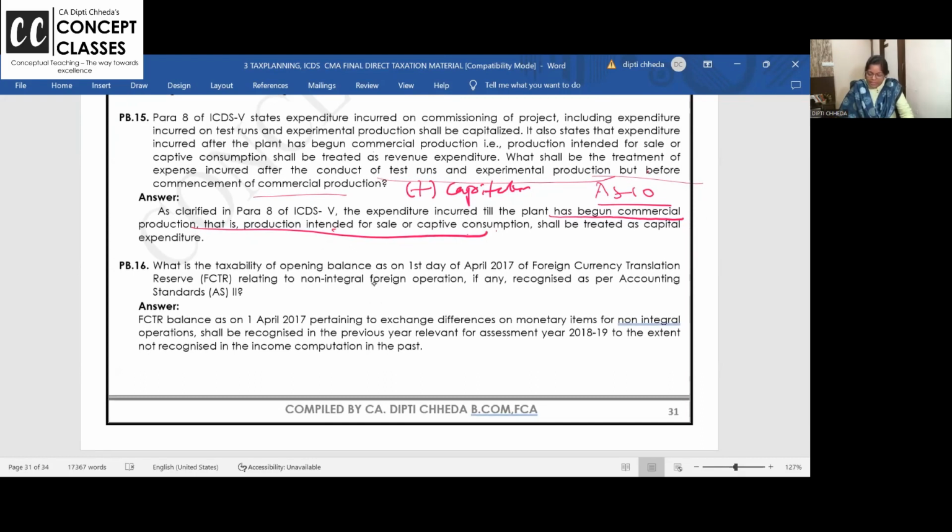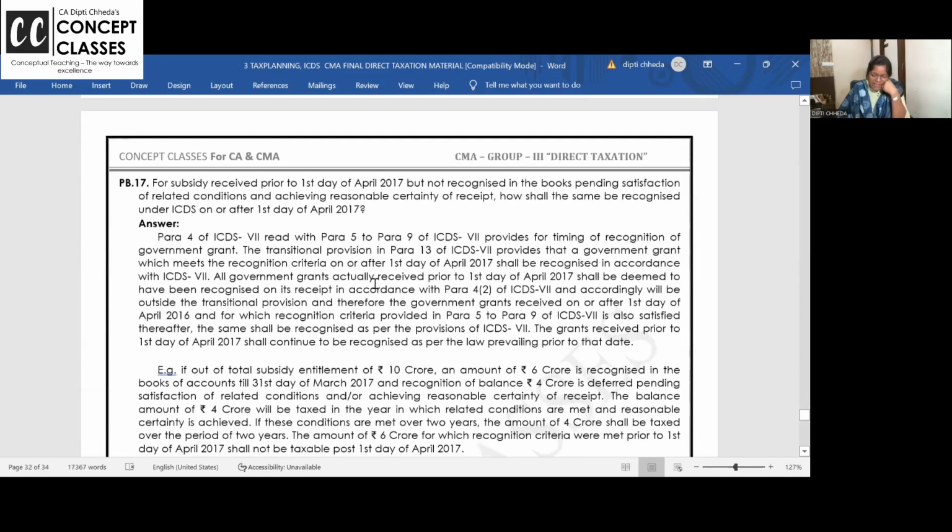What is the taxability of the opening balance of foreign currency? You know, there is some balance in the foreign currency translation reserve. If it pertains to exchange difference on a monetary item, see, monetary item, they said recognize it in the P&L account. If it is non-monetary, continue the foreign currency translation. So they are saying that the day ICDS started, in the foreign currency translation reserve, if there is any reserve related to monetary items, your debtors, creditors, then take it into income and expense in that same year. Read it at home, please.